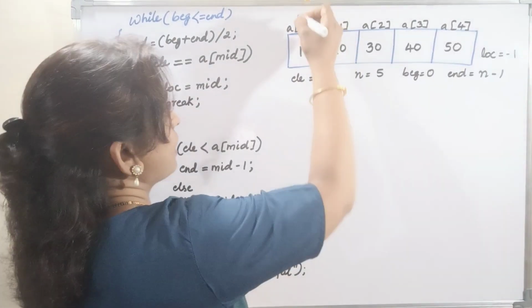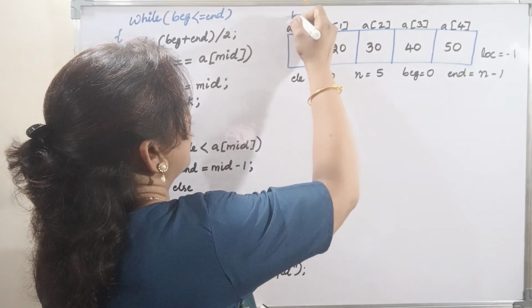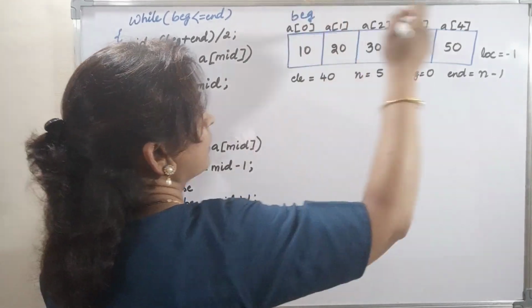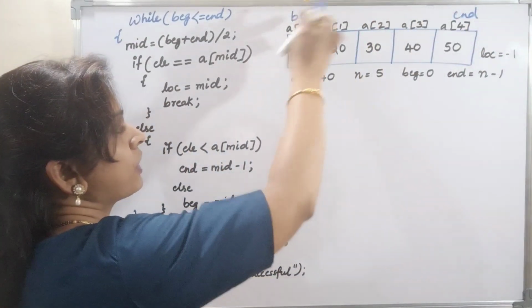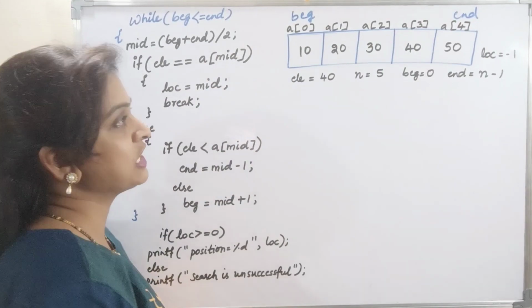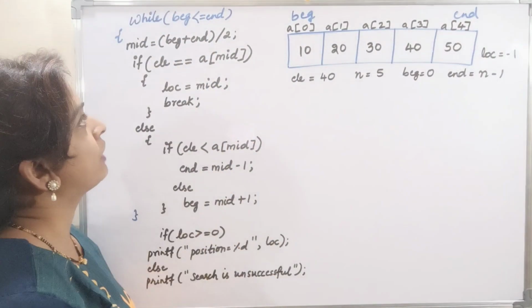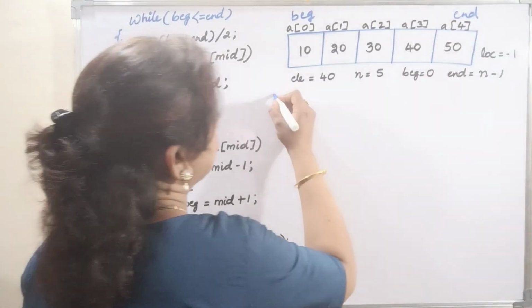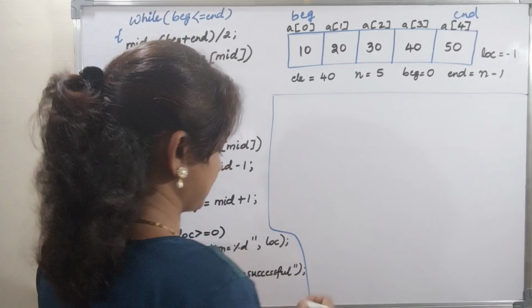So beginning we are setting to 0, and ending is n-1. We have to set these two initial values because based on these initial values we have to start the loop. So we start with the while loop. Let me write the iterations here. So the iterations are like this.